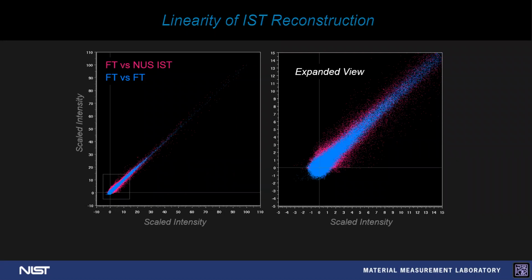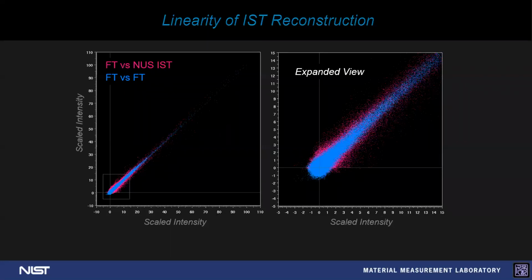Here's another example. This is intensity versus intensity. In blue is intensity versus intensity between two replicate spectra reconstructed by the Fourier transform. So in other words, the same spectrum measured twice on the same sample. And in pink is drawn the intensity versus intensity plot of fully sampled data compared to its IST reconstruction. And as you can see, there's beautiful linearity.